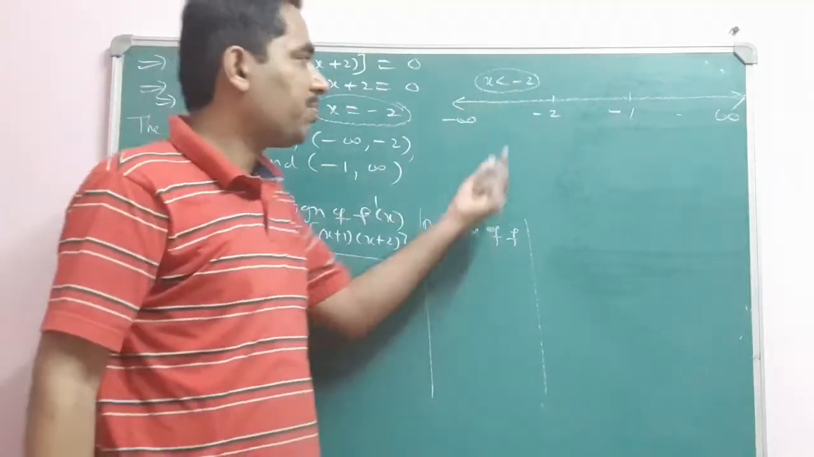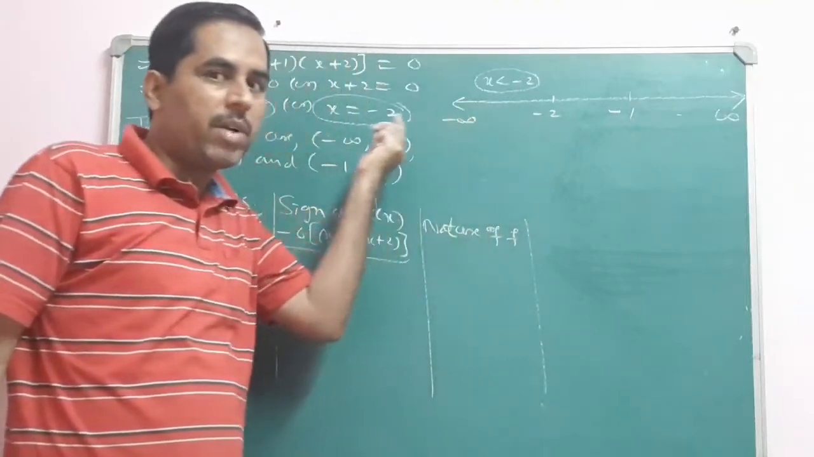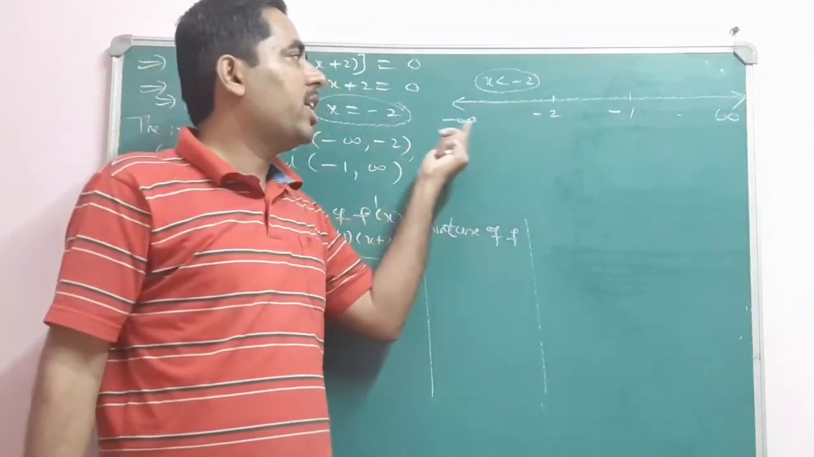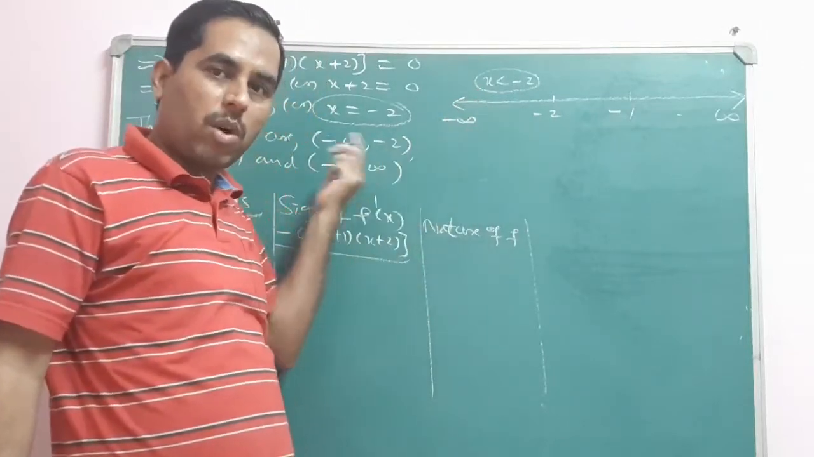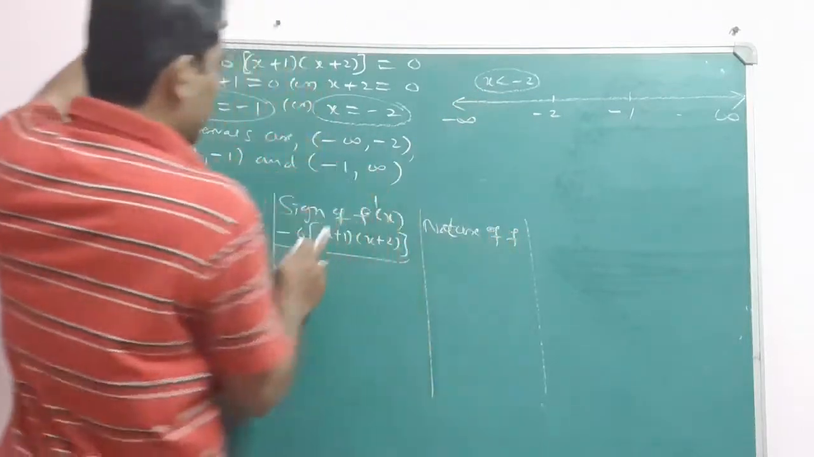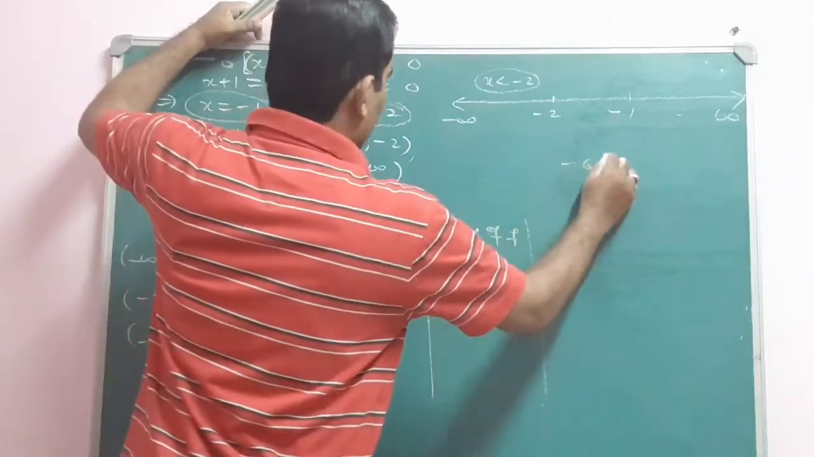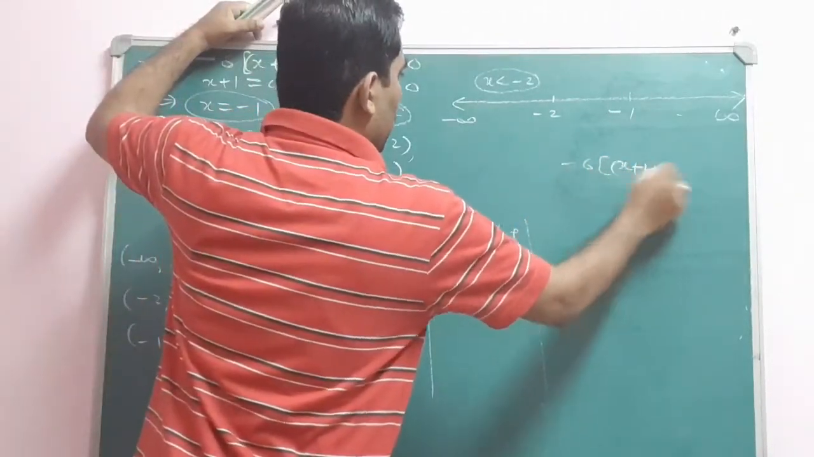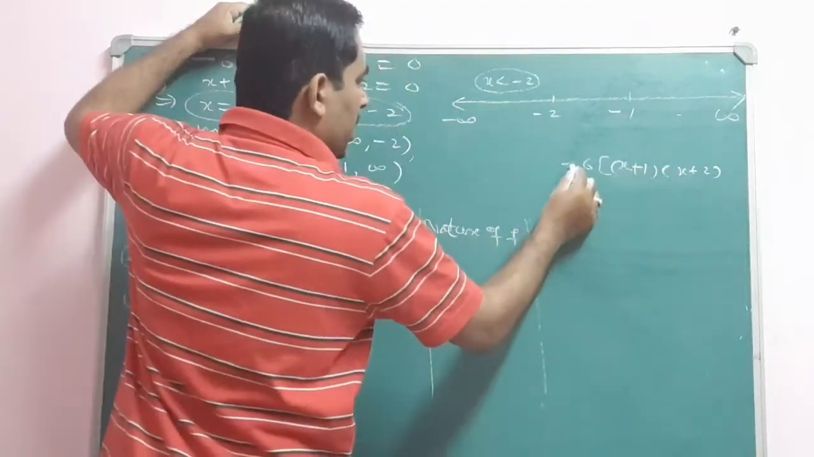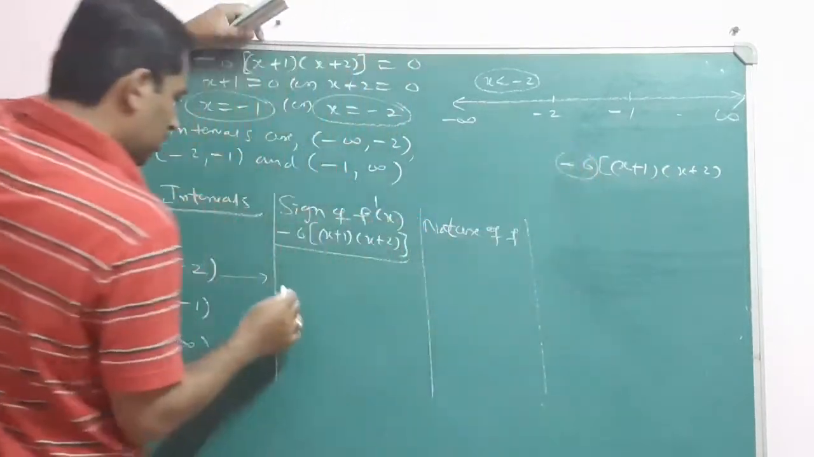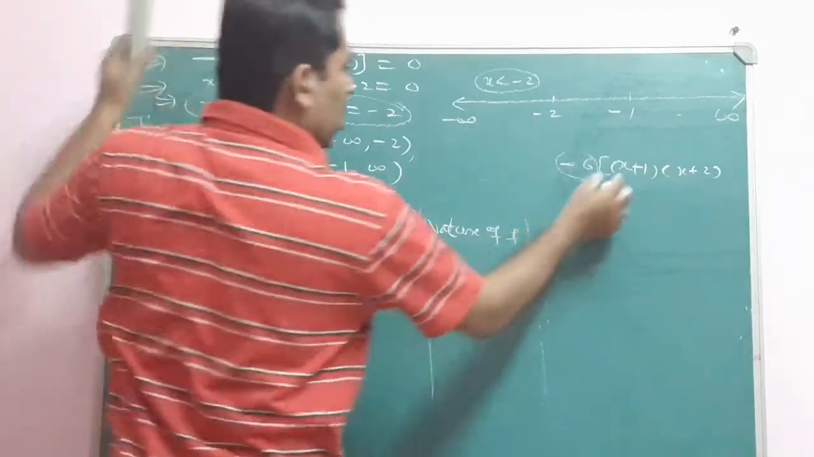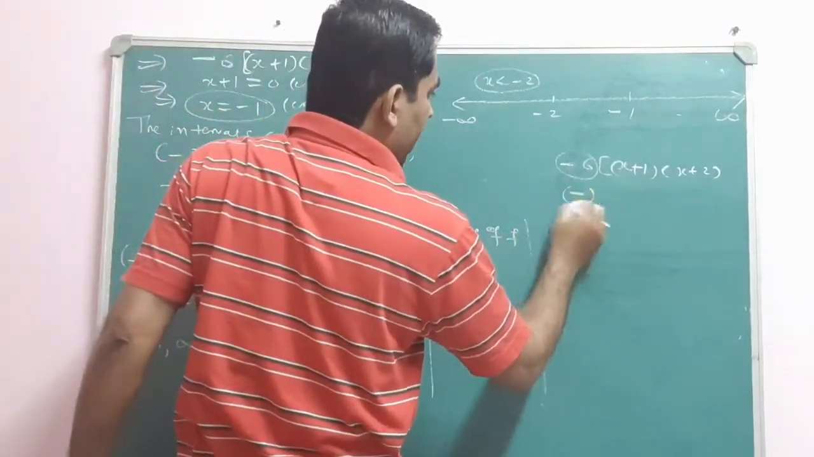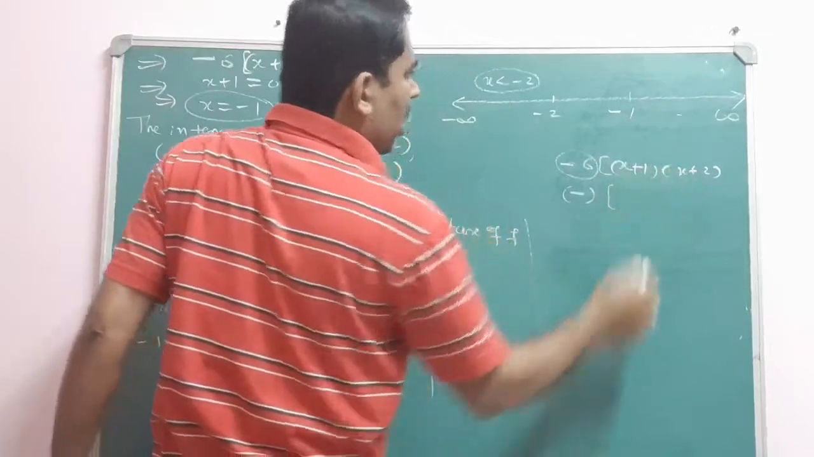Less than minus 2 means we can move to the left side of minus 2, so minus 2, minus 3, minus 4, like that. So what happens to the sign of the derivative? Here we have x plus 1 into x plus 2. The minus 6 is already negative. We have to decide the sign of these two factors.